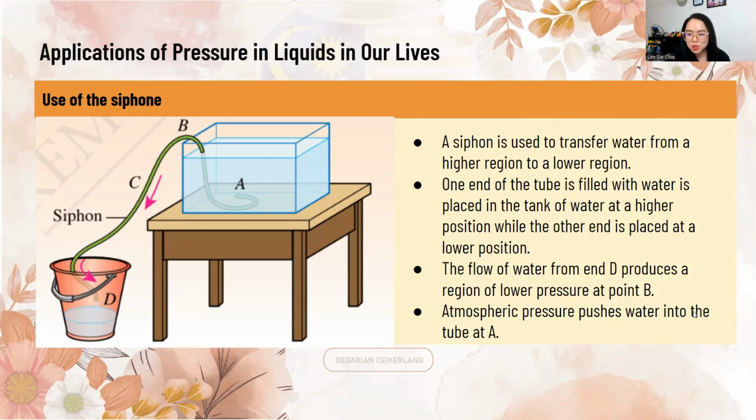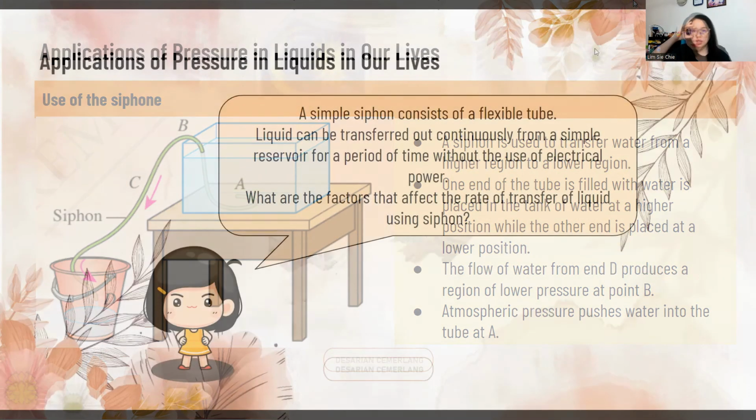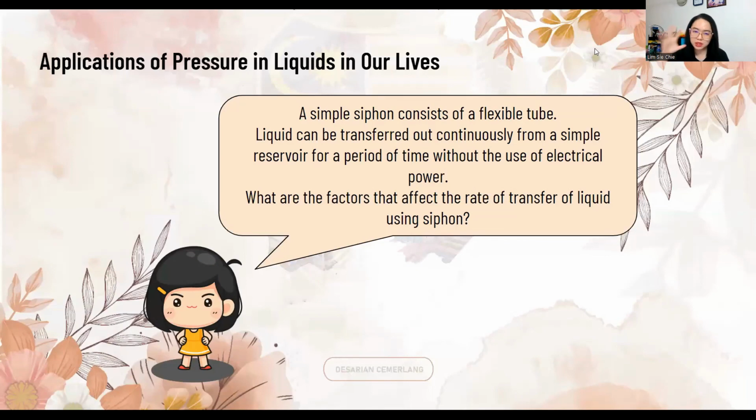Atmospheric pressure pushes water into tube A. So the atmospheric pressure here will push the water downwards, and then the water is going to push it into the bin. Now guys, after you understand the concept behind the siphon, in class tomorrow we're going to try an activity about a simple siphon consisting of a flexible tube, where the liquid can transfer out continuously from a simple reservoir for a period of time without the use of electrical power.